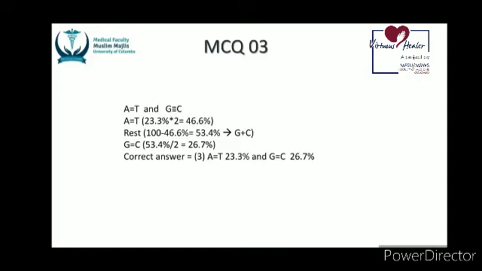Then the rest of the DNA sample should contain guanine and cytosine bases. Now the rest of the composition will be equal to 100 minus 46.6%, which will be 53.4%. This is the addition of guanine and cytosine bases. Since guanine and cytosine bases are also going to be the same in this DNA sample, we can divide this value by 2 to get the composition of each of guanine and cytosine, which is going to be 26.7%.